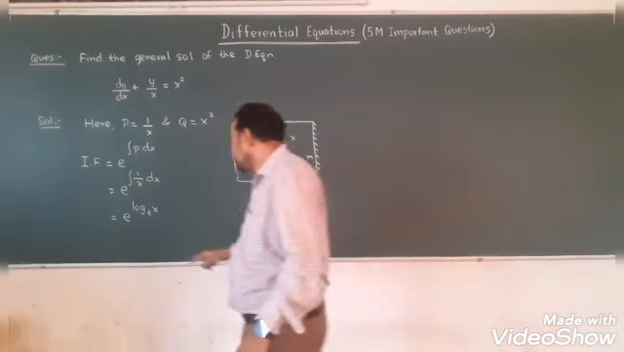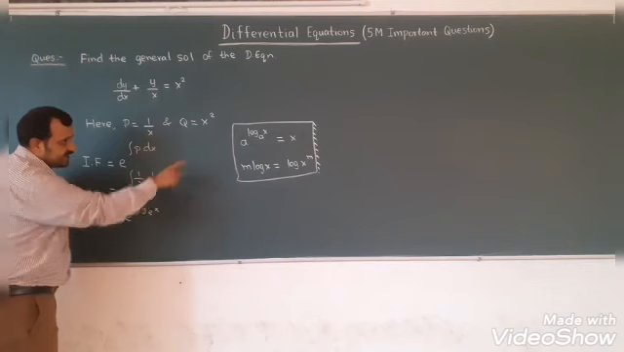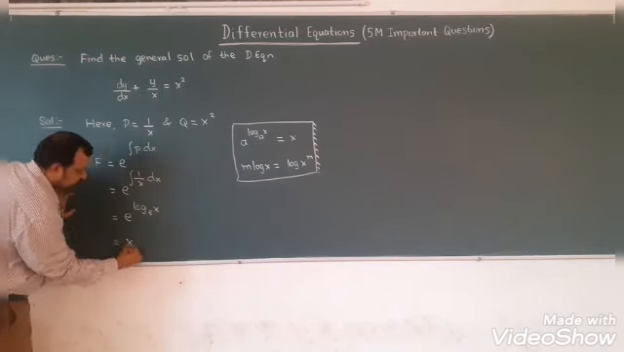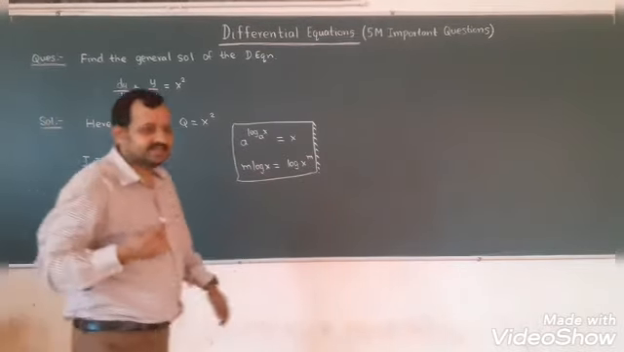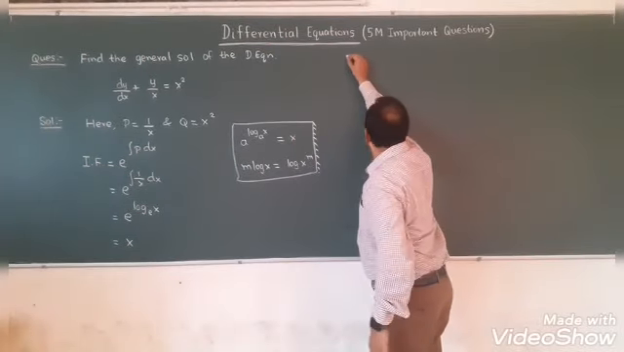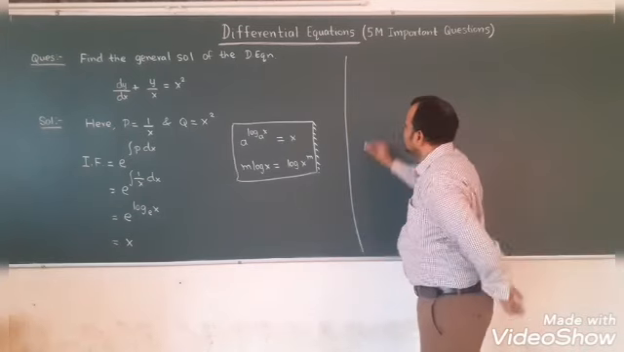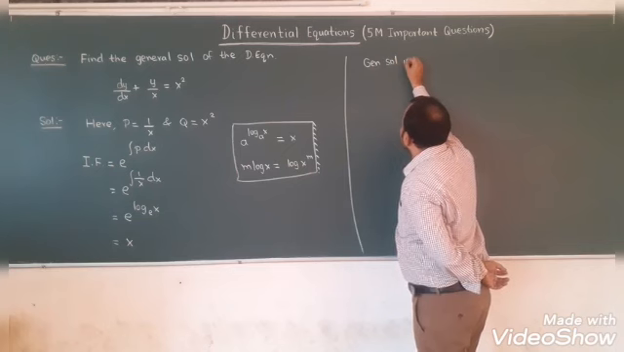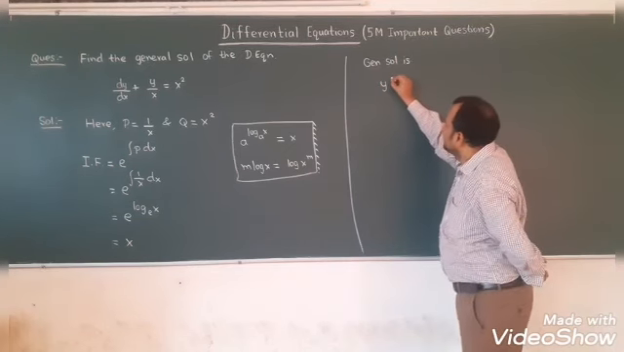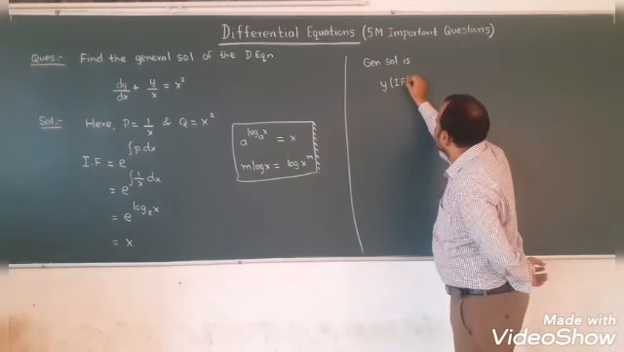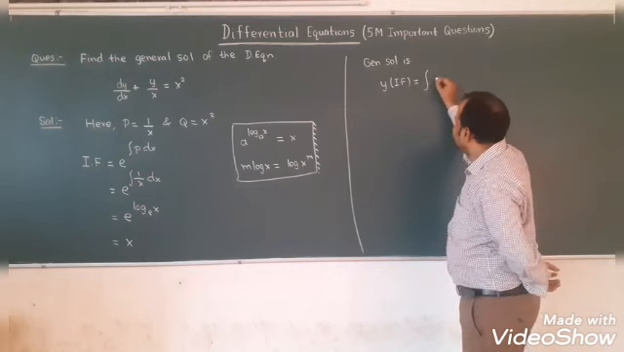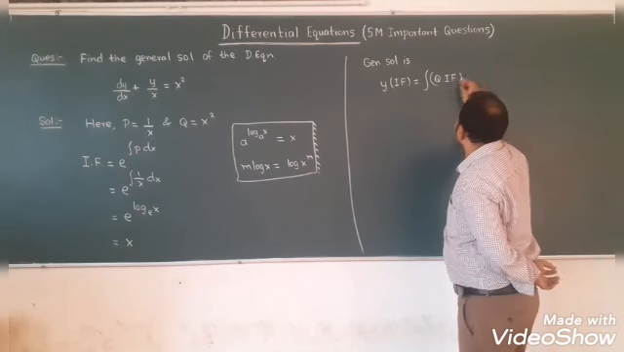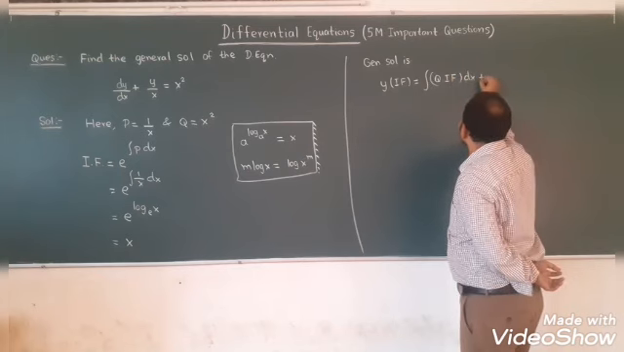Now you can see here e, here e. According to the result, this value is equal to x. So this is integrating factor. Next we have to find the general solution. So here I can say general solution is given by y into integrating factor is equal to integral of q into integrating factor dx plus c.